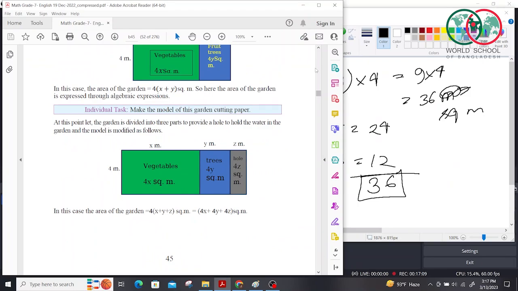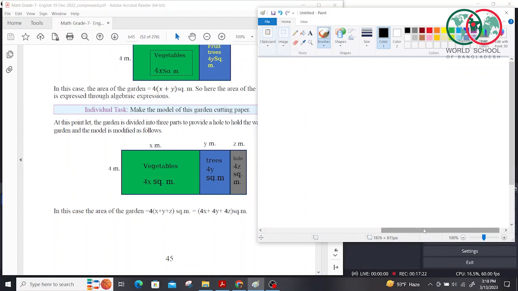Suppose instead of numbers, you are given that this length is divided into x meter, y meter and z meter, and the width is 4 meter. Then you can write again x plus y plus z as our length, and our width is 4. So our area will be 4x plus 4y plus 4z. That's how we will find areas.